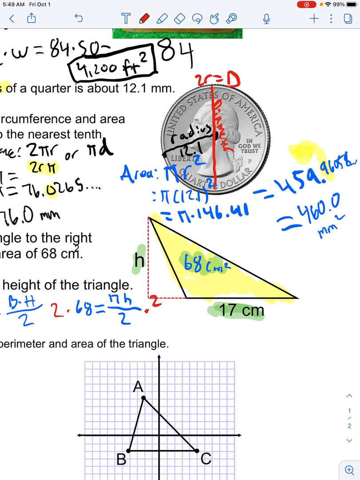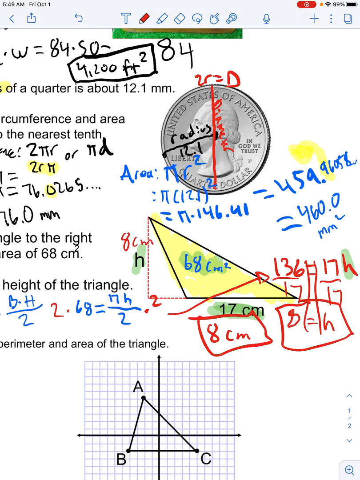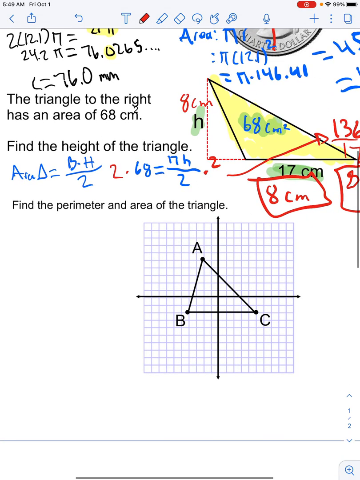136 equals 17 times h. Again, how do I get h by itself? That's my goal, is to find the height. Well, I need to divide by 17, divide by 17, and 136 divided by 17 is 8. So my height is going to be 8, and in this case, it would be centimeters. So this is going to be 8 centimeters right there.